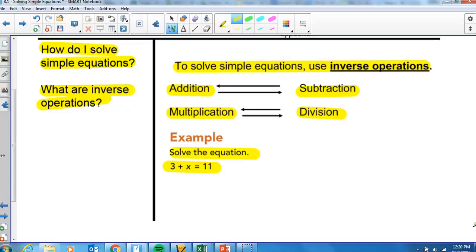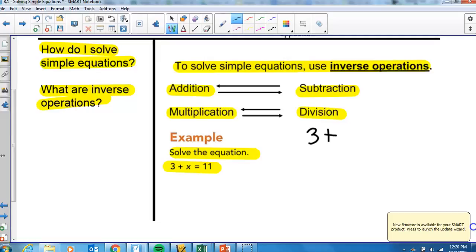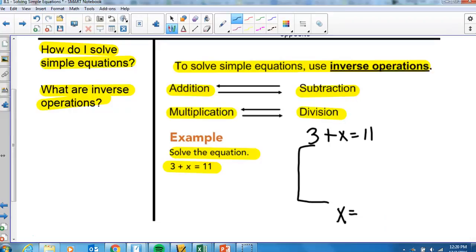So in an equation, we're trying to solve for the variable. We have 3 plus x equals 11. This is our equation. It's called a one-step equation. A one-step equation is often called a simple equation. So I have 3 plus x equals 11. My goal is somewhere down here to solve for x. So your job is to fill in everything in there to get x.